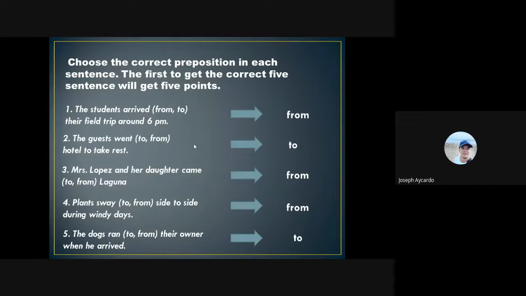So the number one question: the students arrived from their field trip around 6 p.m. The guests went to the hotel to take rest. Number three, Mrs. Lopez and her daughter came from Laguna. Four, plants sway from side to side during windy days. And the last question, the dog ran to their owner when he arrived. Okay. You remember our previous lesson. Now, let's begin our lesson for today.